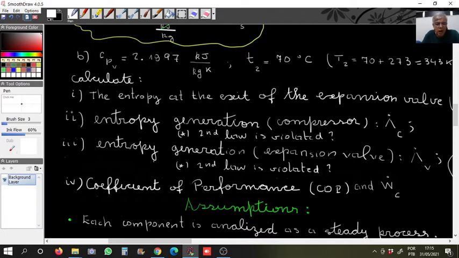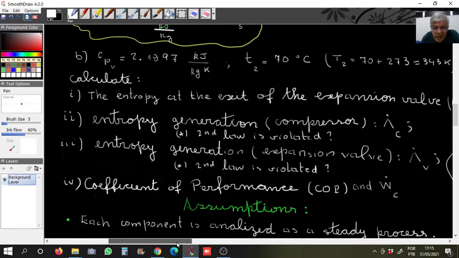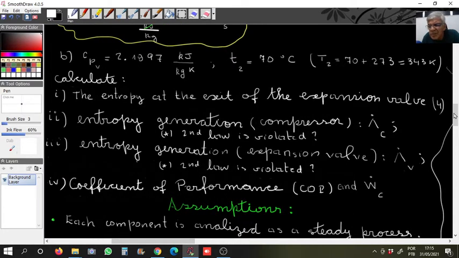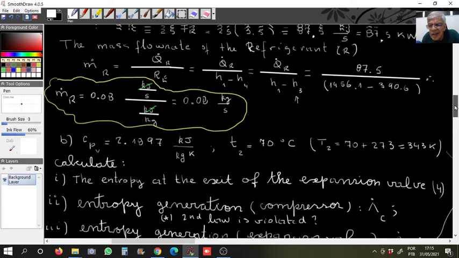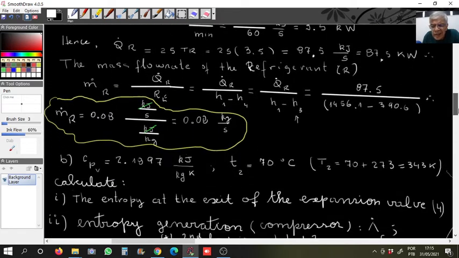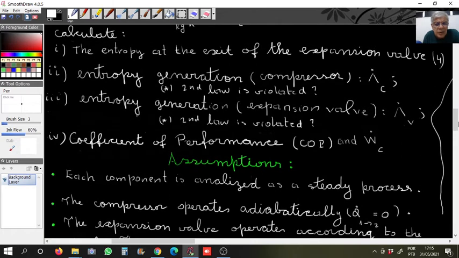Now what I want first to calculate is the entropy at the exit of the expansion valve. The exit of the expansion valve is state 4. I'll show the figure again. Look, it's here. This is the exit of the expansion valve. Now, what I want also is entropy generation.